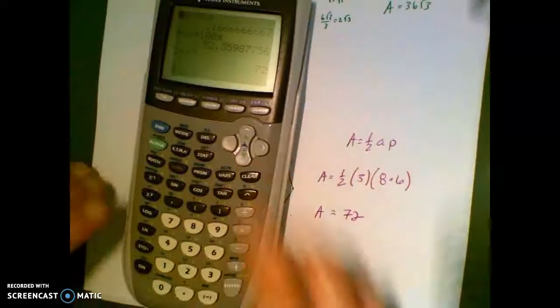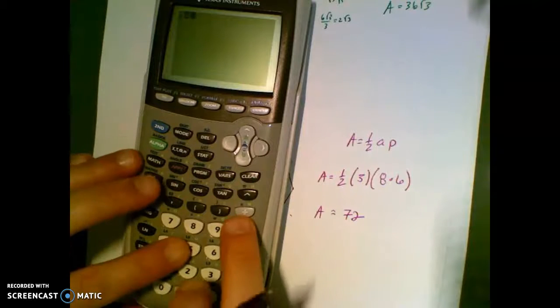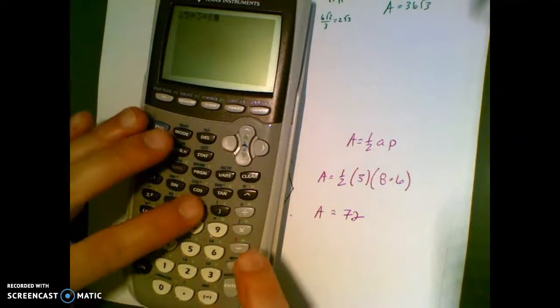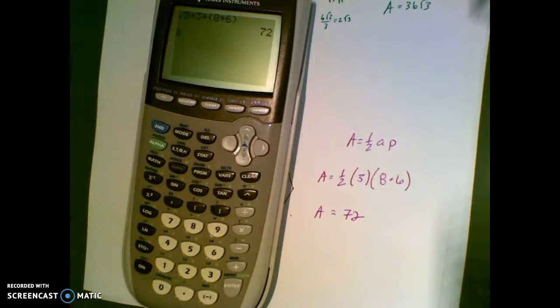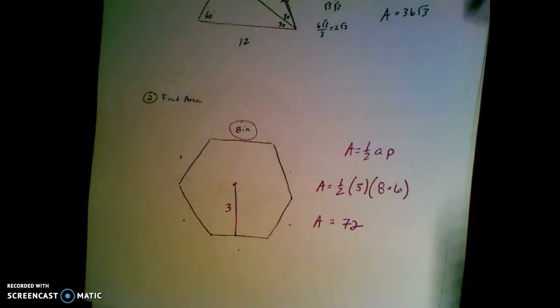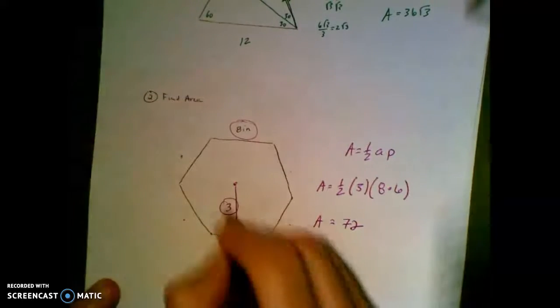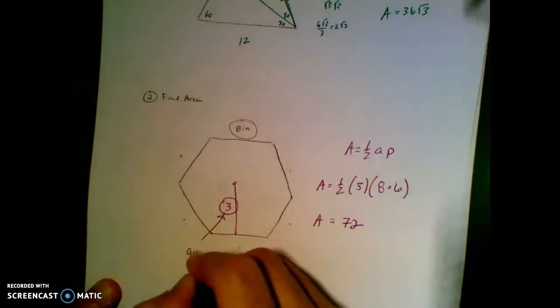I could have done that on my calculator by doing what? 0.5 times 3 times 8 times 6. So that's another way you could have done it, just using your calculator that way. But again, I'll give you this, so you don't have to come up with that.